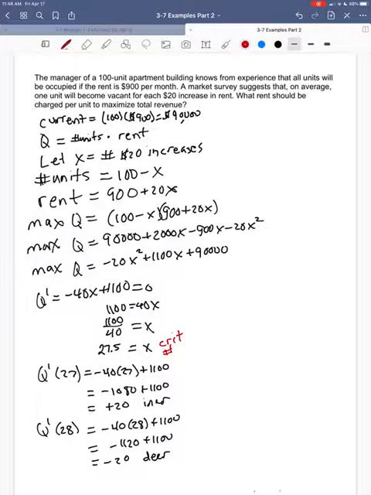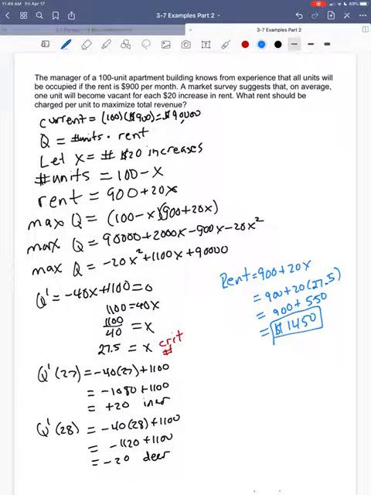What rent should be charged? Well, the rent then is 900 plus 20X, so that would be 900 plus 20 times 27.5, so that would be 900 plus $550, so that would be $1,450. That's the rent I should charge.